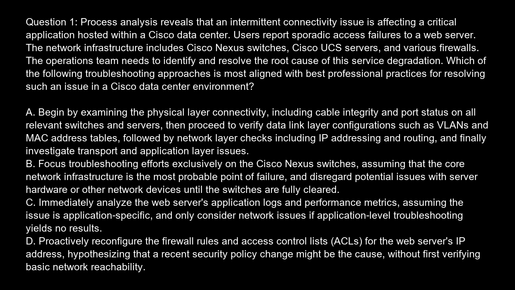Option B. Focus troubleshooting efforts exclusively on the Cisco Nexus switches, assuming that the core network infrastructure is the most probable point of failure, and disregard potential issues with server hardware or other network devices until the switches are fully cleared. Option C. Immediately analyze the web server's application logs and performance metrics, assuming the issue is application-specific, and only consider network issues if application-level troubleshooting yields no results. Option D. Proactively reconfigure the firewall rules and access control lists, ACL, for the web server's IP address, hypothesizing that a recent security policy change might be the cause, without first verifying basic network reachability.